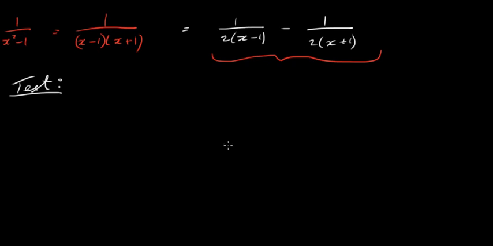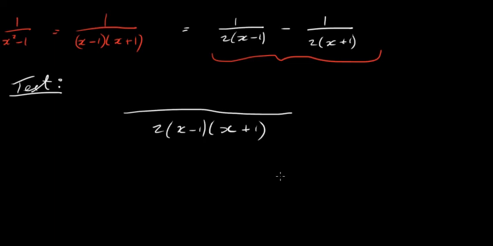So I'm going to add these two fractions here. My common denominator is 2 times x minus 1 times x plus 1. Let's divide this into all of this, and you get x plus 1. Multiply that by 1 on the top here, and you get x plus 1. We have a minus here. Divide 2 times x plus 1 into our denominator here, you get x minus 1. Multiply that by 1, we just get x minus 1 up here.